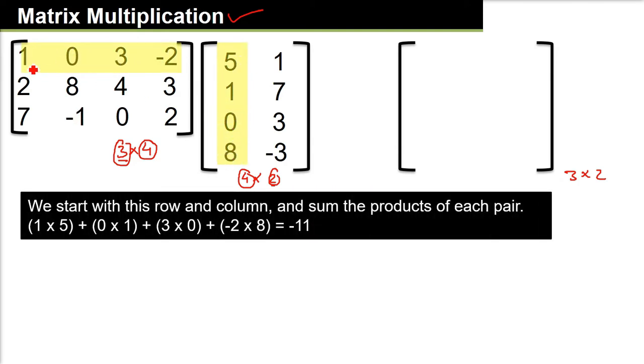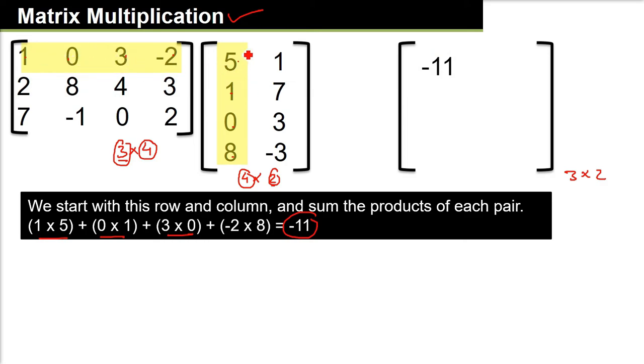1 into 5. 0 into 1, write it here. 3 into 0, write it here. Negative 2 into 8, write it here. Now add them. So you get a value negative 11. This will be the first entry, negative 11. Right? Now, first row and second column.